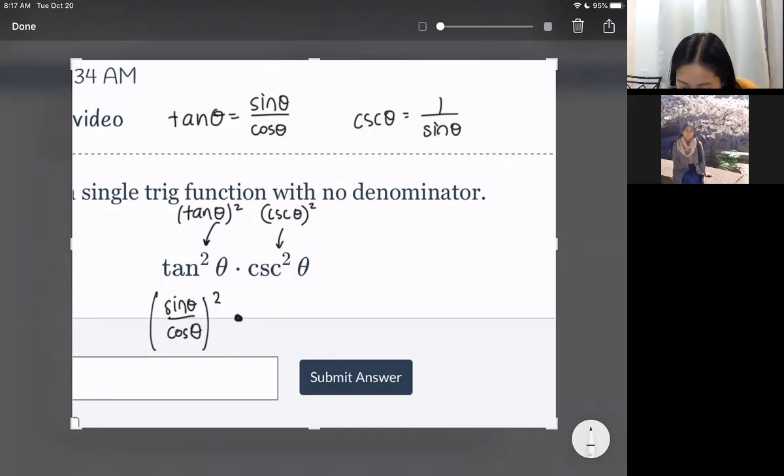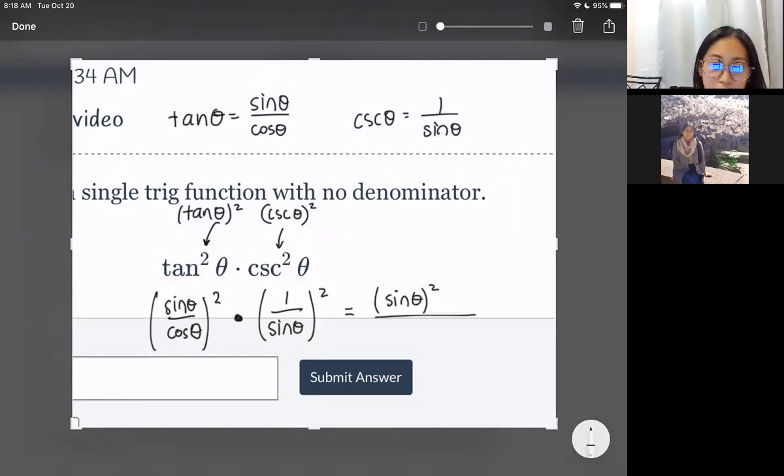Okay, so we have sine over cosine squared times cosecant, which is 1 over sine, being squared. And so if we write this all out, we have on the top sine theta squared times 1 being squared. So 1 squared is just 1. And then on the bottom, we have cosine theta squared, and then we also have sine theta squared.